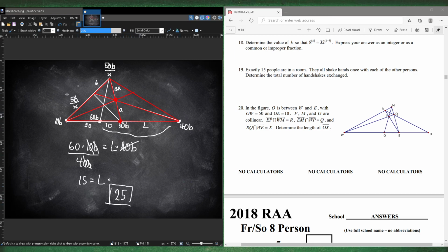So it just takes a little bit of imagination working with lines of concurrency.